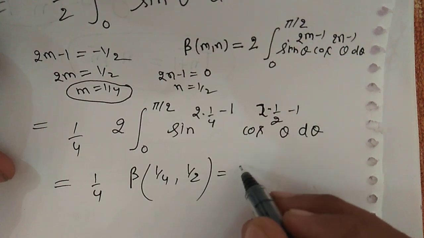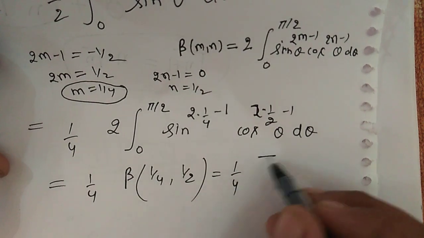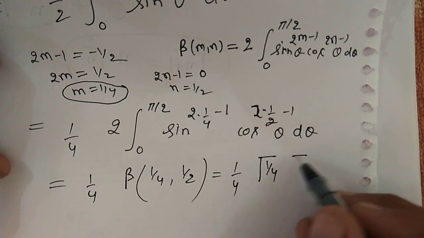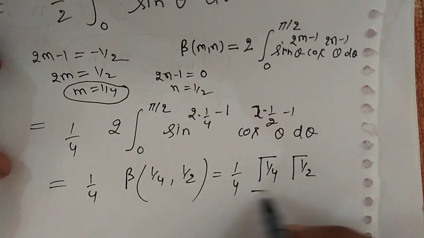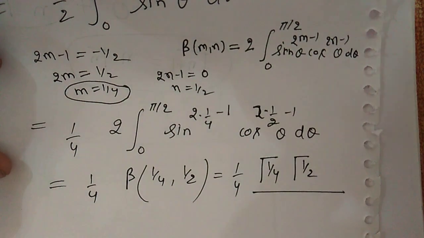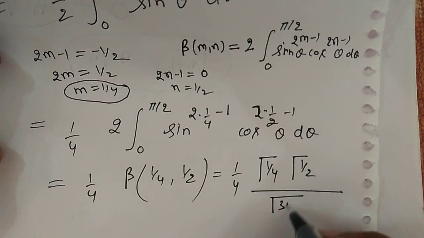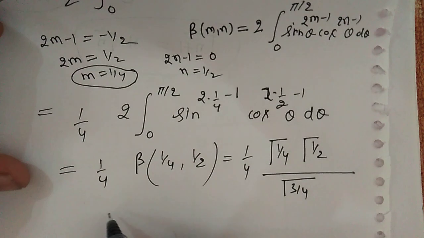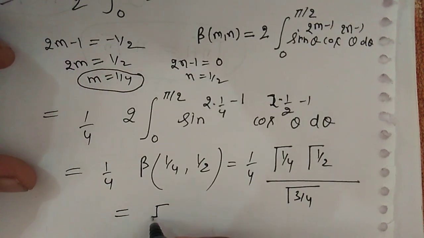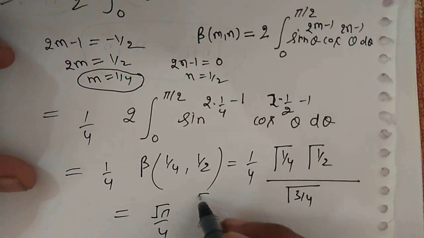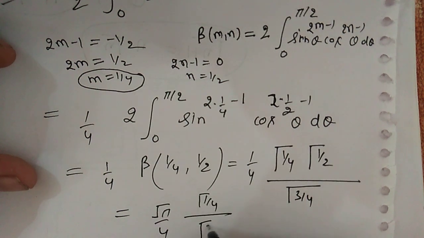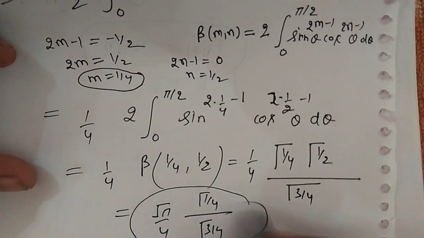Now we can write the answer in gamma function: 1 by 4 gamma 1 by 4 gamma 1 by 2 divided by gamma 3 by 4. So this will be root pi by 4 times gamma 1 by 4 by gamma 3 by 4. So this is the answer.